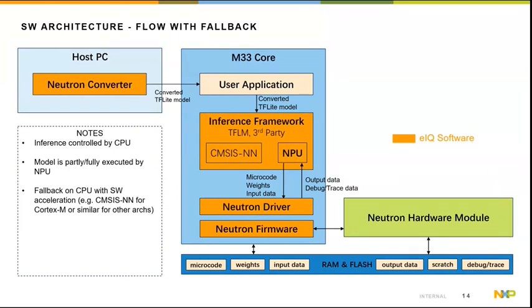And so during the inferencing phase, our eIQ TensorFlow Lite Micro inference engine will identify when it can offload operations to the NPU, and it will run that on the NPU. Anything that can't be run on the NPU will just be run on the CM33, just like it would if the NPU didn't exist. And so again, the more operations that can occur on the NPU, the faster that inference time will be.